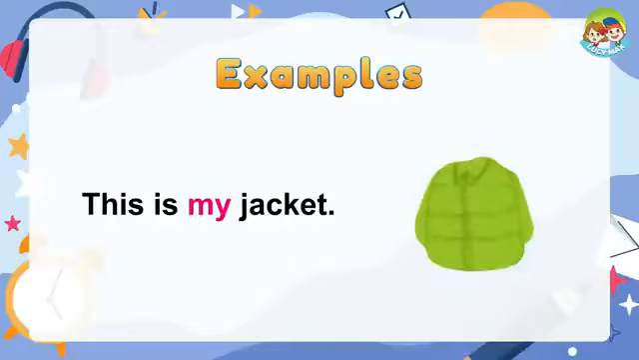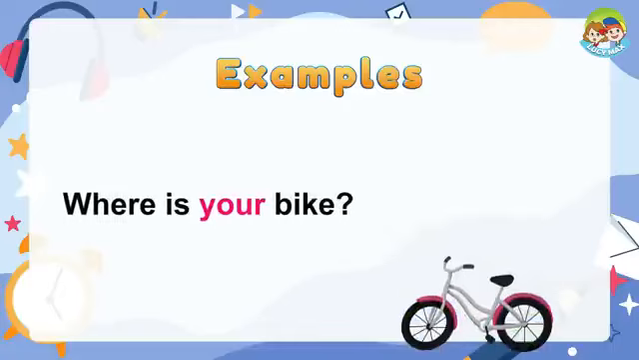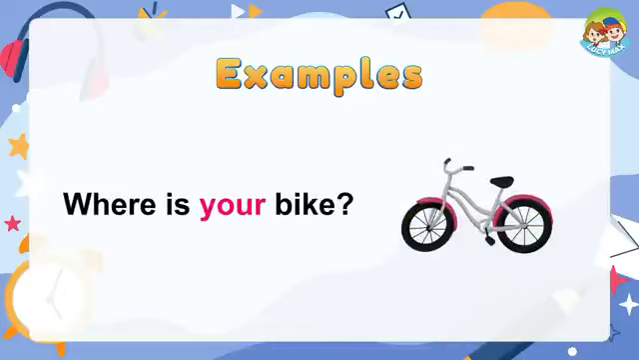This is my jacket. My is the possessive adjective. Jacket is the noun. Where is your bike? Your is the possessive adjective. Bike is the noun.